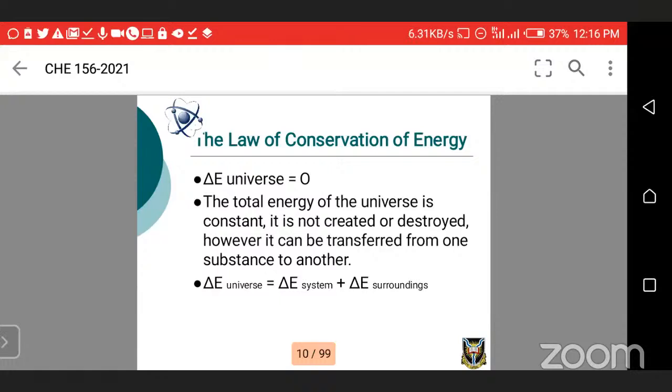So if you want to look at the total energy of the universe, it is the change in the energy of the system plus the change in the energy of the surroundings. Remember, I told you that your universe is made up of the system and your surroundings. Your system is the object of your study, and your surroundings is the immediate environment outside your system where you are making your observation.